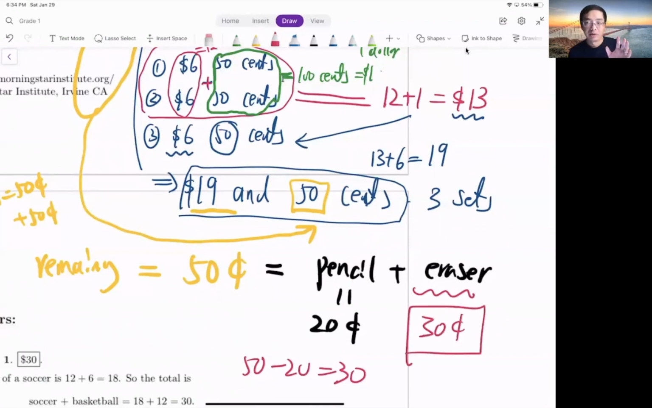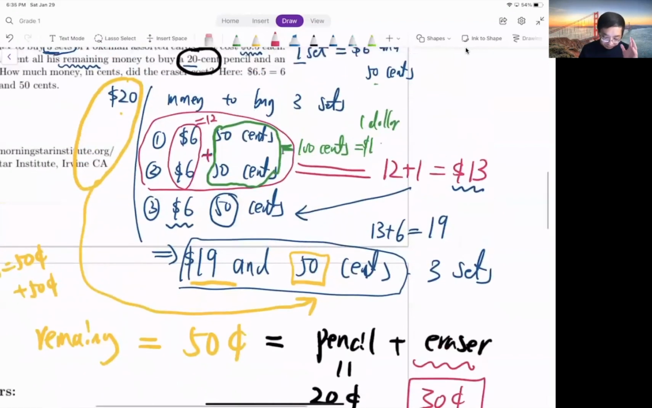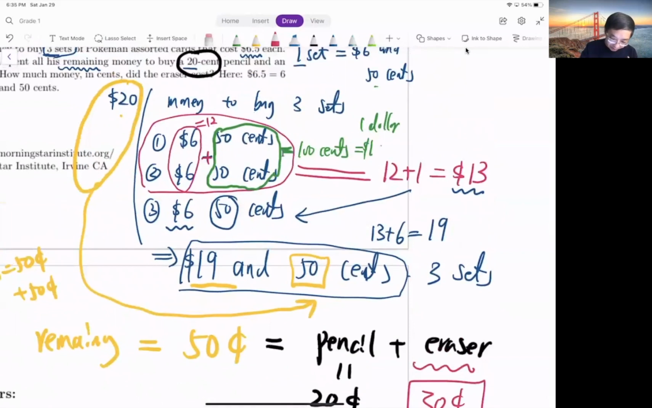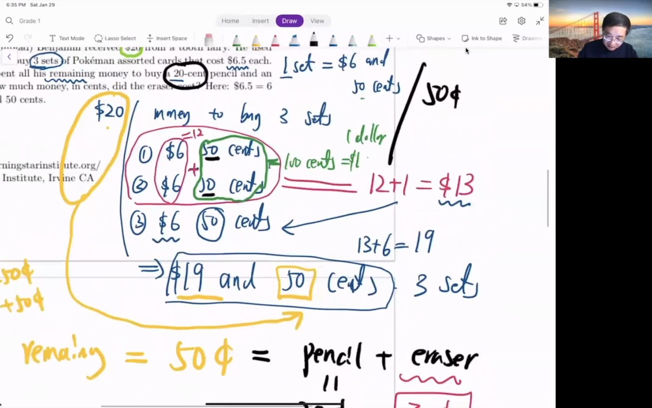So for this problem, the main point when you do the addition, you should be careful. Probably the most tricky part is when you add those cents together. Keep in mind, 50 cents plus 50 cents is just $1, right? With 100 cents, that is $1. Okay, so that's the key part.